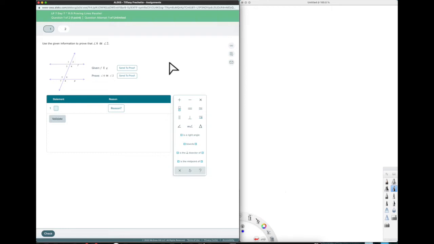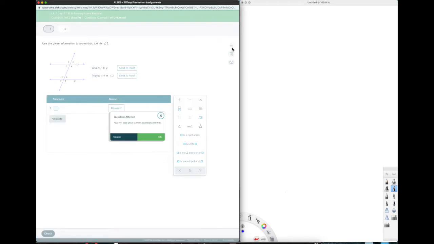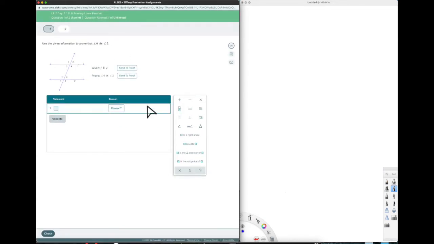All right, on the side we always have three resources. We have explanation. Explanation tells us that we're going to lose our current question attempt because it's going to give us the answer to this exact problem. So it's not going to give you the answers unless you come type them in.